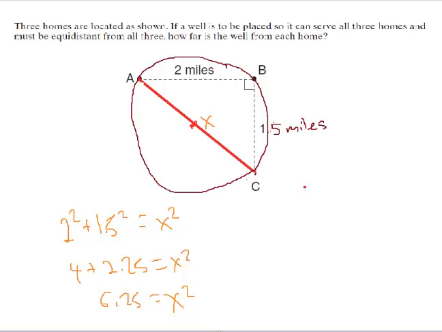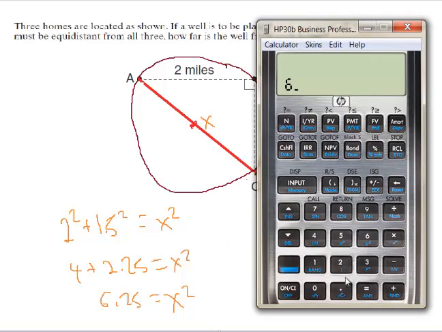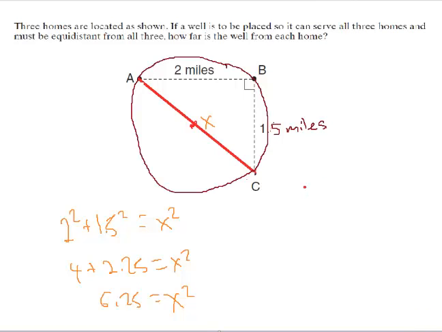Actually, a little more than that. Maybe 2.5. Anyway, let's do it on the calculator rather than just guessing. 6.25. And let's take the square root of that. 2.5 exactly. Oh, how do you like that? Okay. So x is 2.5. So that means the diameter of this circle is 2.5, which means the radius of the circle is 1.25. And what do they want? What they want is the radius. They want how far the well is from each home. Now, the distance of the well from each home has to, by definition, be the radius of the circle, so your answer is 1.25 miles.